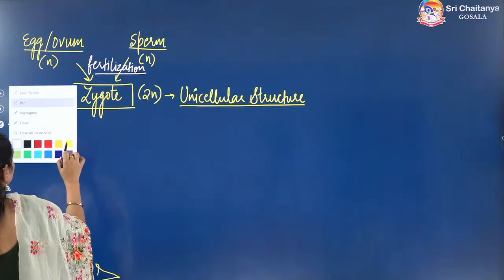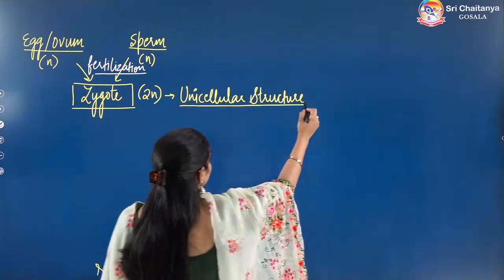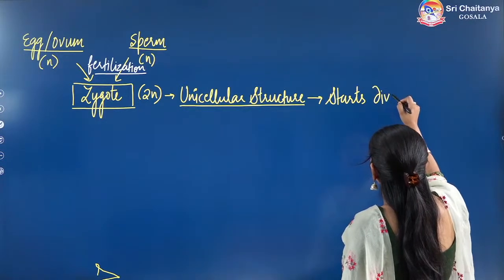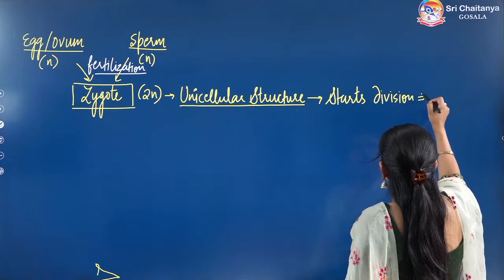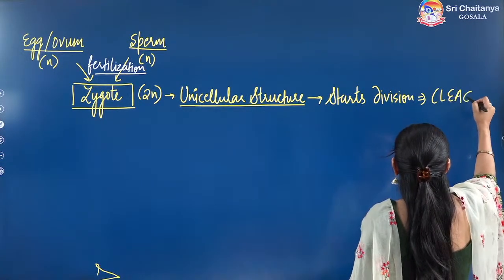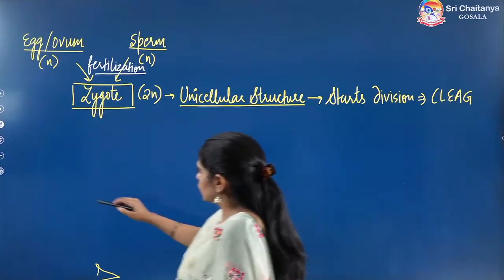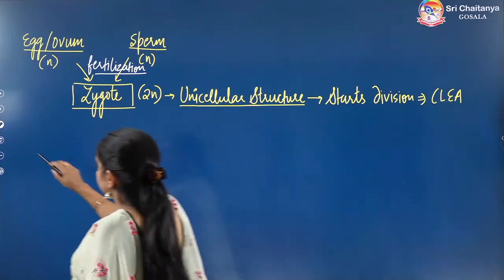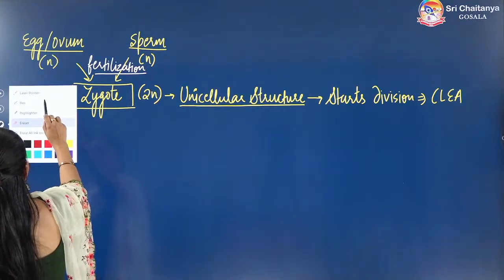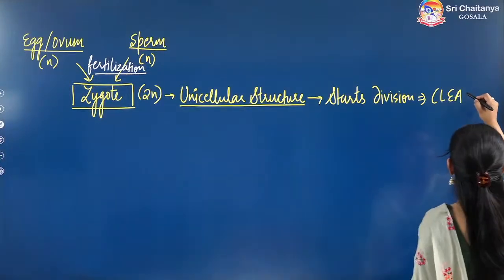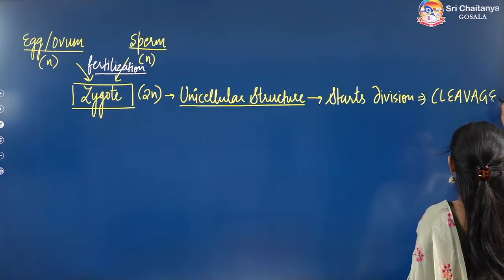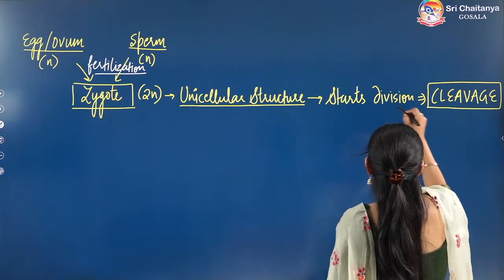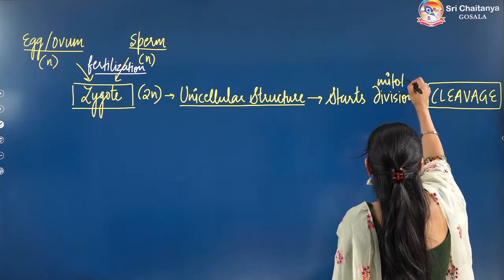Now what will happen after the zygote? This unicellular structure starts dividing. This division is known as cleavage. Very important. So what is this cleavage? Cleavage is a division which is a mitotic type division. This is a mitotic division.